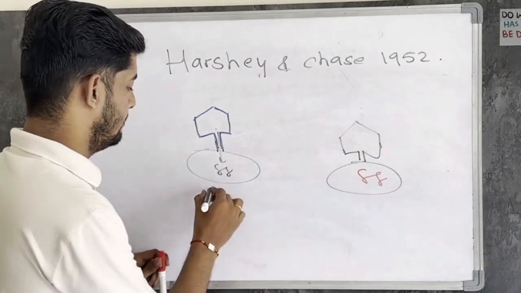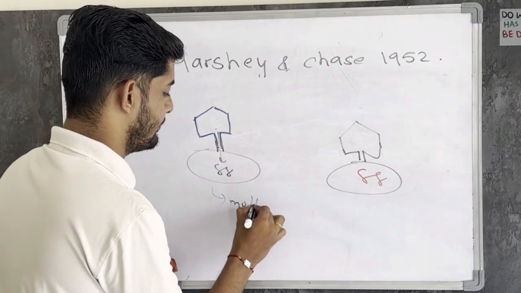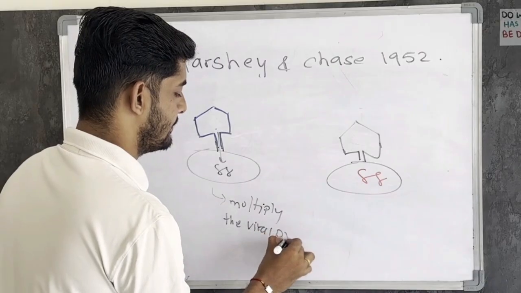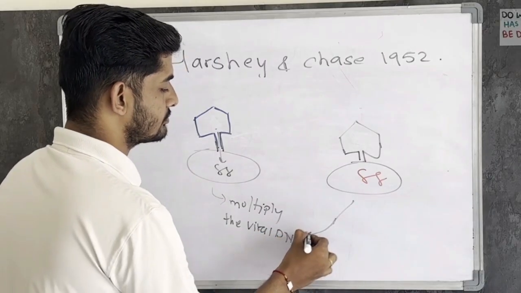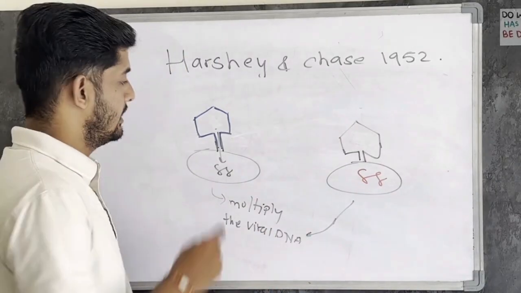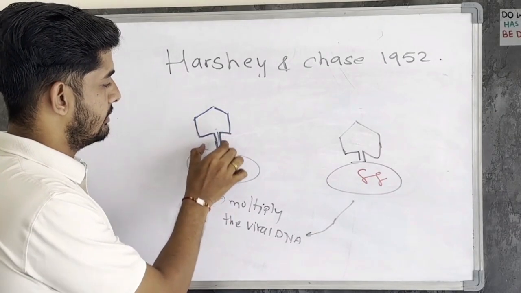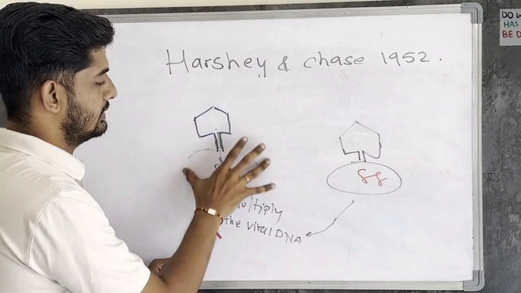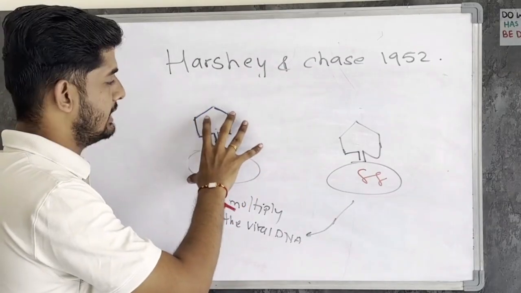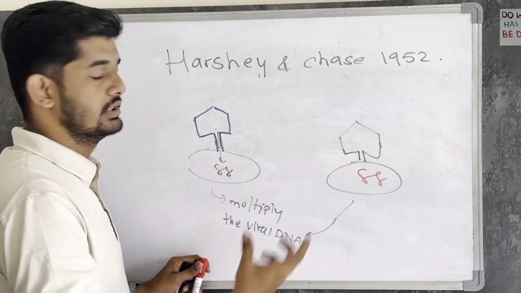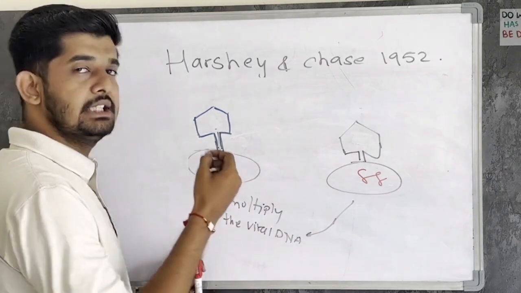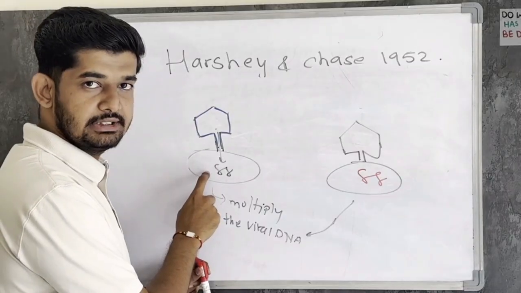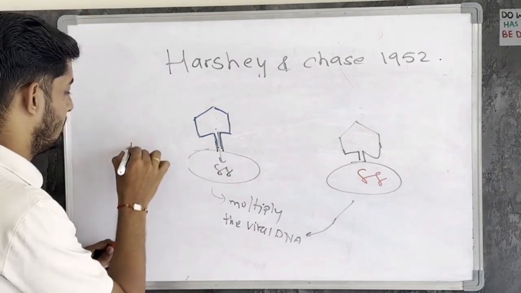Now this E. coli will multiply the viral DNA in both the cases. After their multiplication, now this T2 phage bacteriophage is attached to the E. coli cells. Here also it is attached. Now the scientists took this complete culture in a centrifugation machine. So after centrifugation, what happened? The lighter portion, which will be the protein coat, and the heavier portion, that will be the E. coli cell. The E. coli cell settled at the bottom.